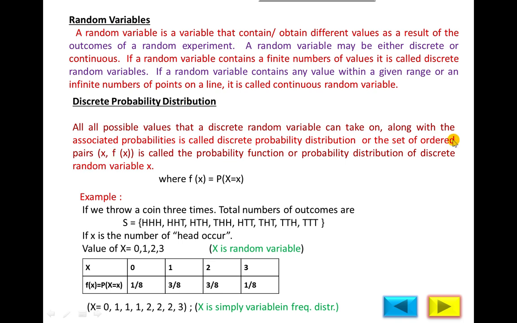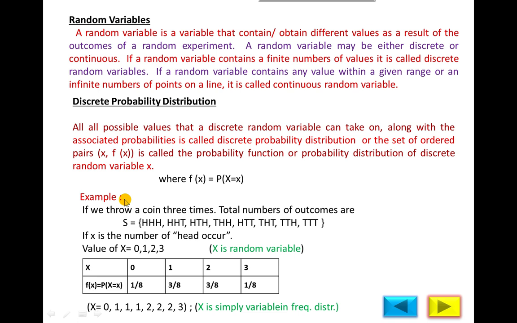The set of ordered pairs x, f of x is called the probability function or probability distribution of a discrete random variable x, where f of x is equal to the probability that X is equal to x. So this is an example. You have solved this example 2 or 3 times under different headings. In the definition of sample space and event you have used this example, and in probabilities you have used this example. Now again we will use the same example.